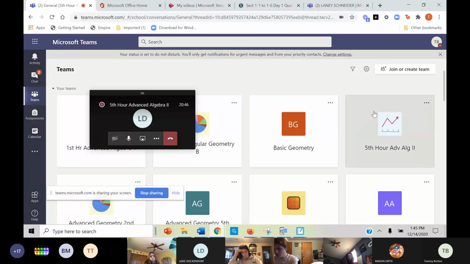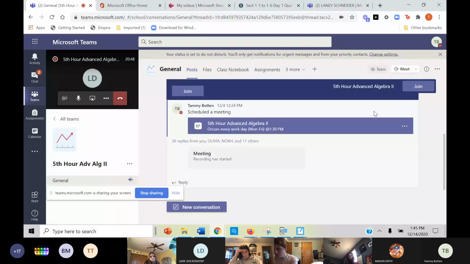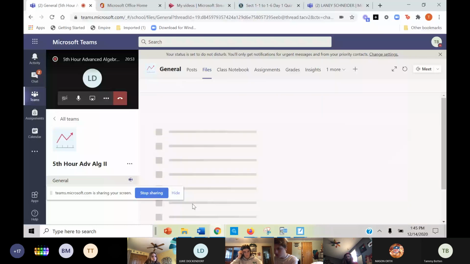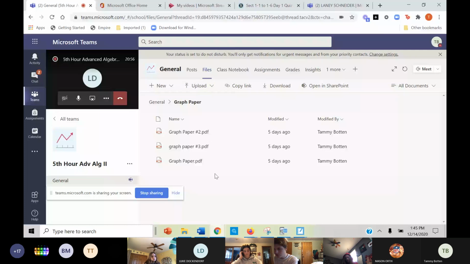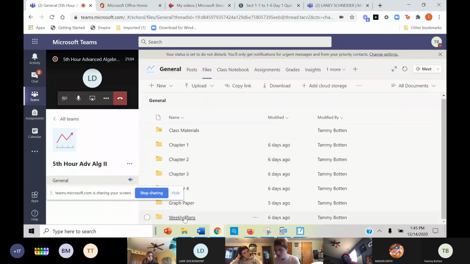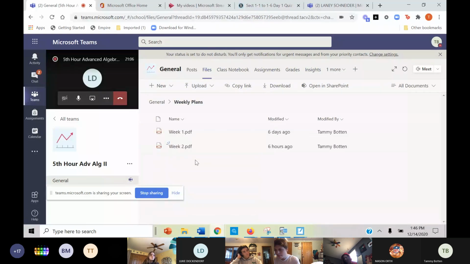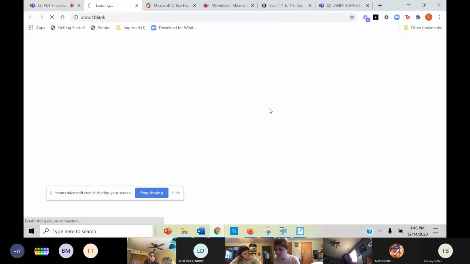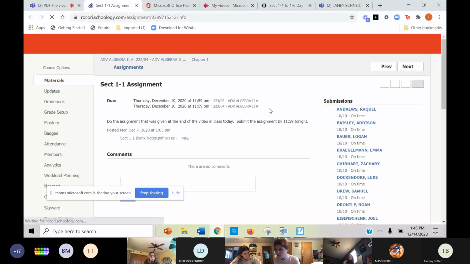So if I go into our class and under files, here's the graph paper. The one that I would suggest for today is just the normal one, not number 2 or number 3. And if you're still confused, go to weekly plans. If you go to week 2, it'll have a link to where to go for the assignment for today. So you can link into that.